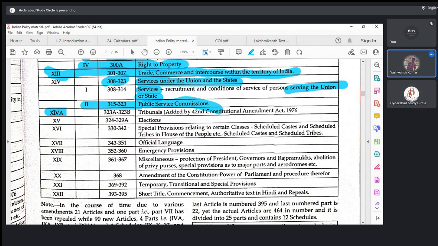Part 15, Article number 324 to 329A, elections. Election Commission is Article number 324. Yes, next, please.